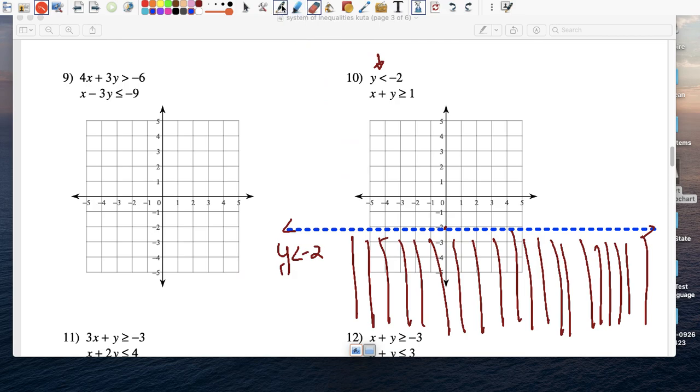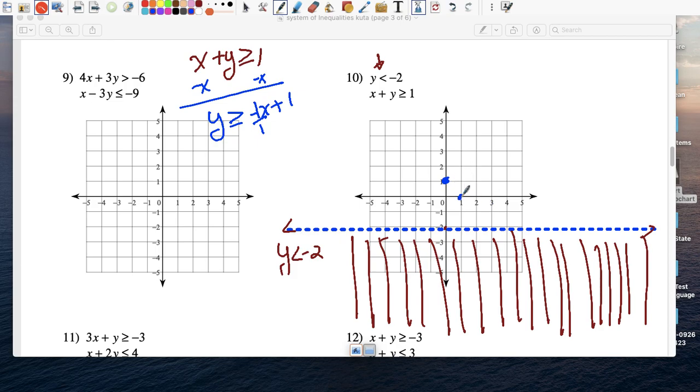Second one, x plus y is greater than or equal to 1. So x plus y greater than or equal to 1, minus x, y greater or equal to -x plus 1. The only thing I'm going to add is 1 over 1 here, which makes it easier for me to deal with this slope. Y-intercept, 1 right here. Slope, negative, so it's going to be coming down from left to right.